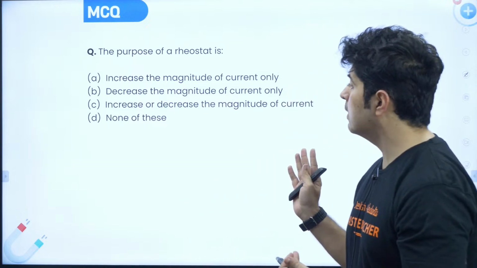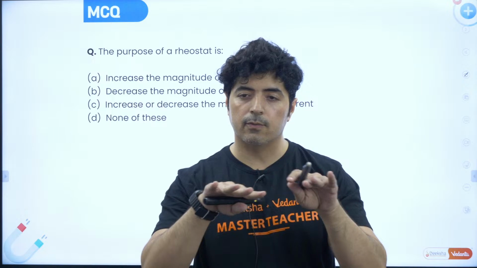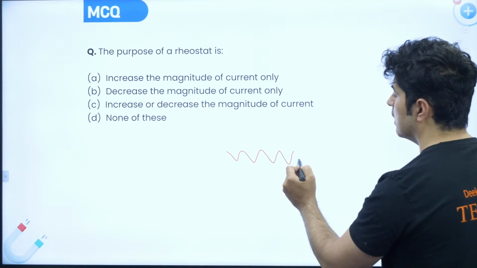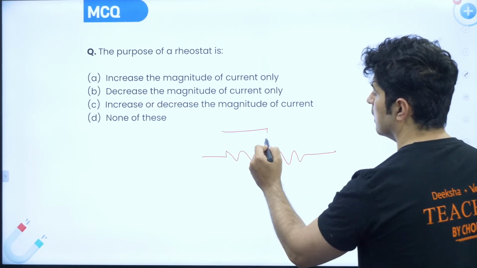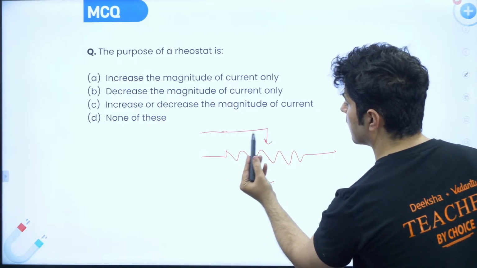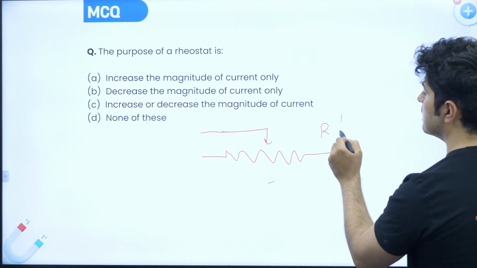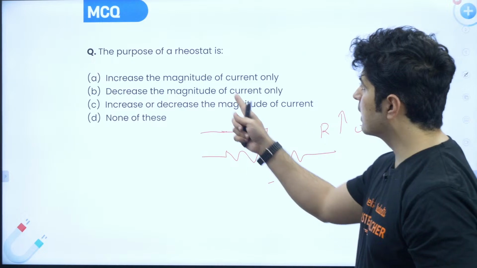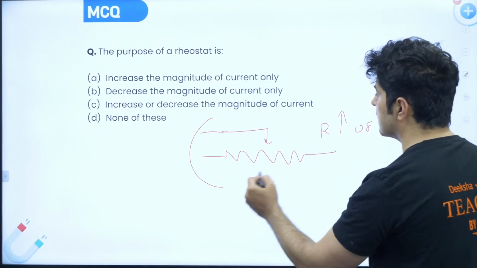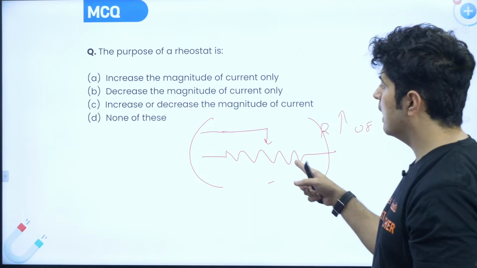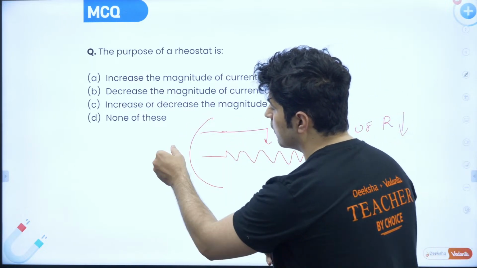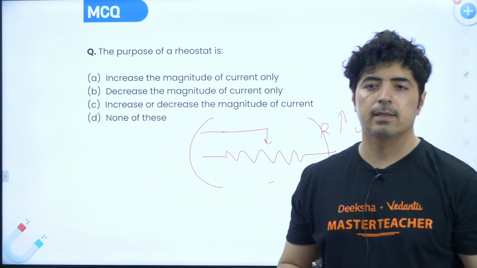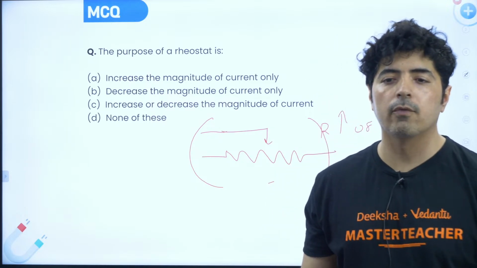A rheostat is basically a variable resistance. It means a resistance will be there. On top we will have a jockey, a key. And as we move the key here and there, the resistance changes. So we can increase the resistance or we can decrease the resistance. This entire thing is called a rheostat, guys, in which there will be a resistance and a jockey. There will actually be a knob. You just move the knob, this jockey moves here and there and it changes the resistance. Using this, we can control the flow of current.